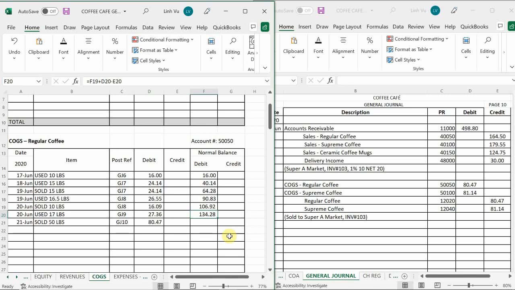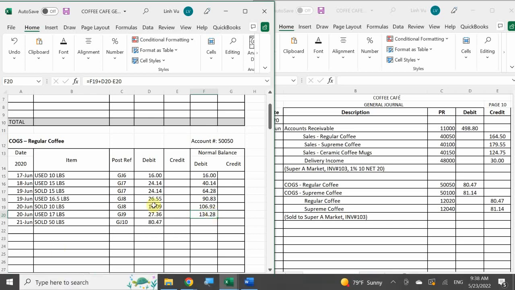134 minus 80. Not minus. Are we increasing our cost of goods sold or are we subtracting our cost of goods sold? Increasing, so you need to add them. 214.75.